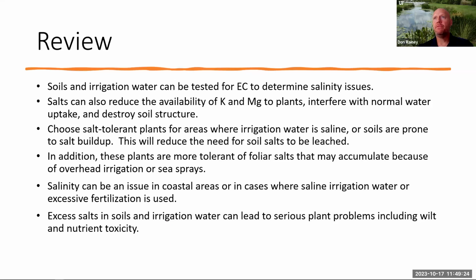These are just some review points. Again, EC is the determinant, so you want to look at the electrical conductivity on your analysis. Use salt tolerant plants for areas where irrigation water is saline, and soils as well, for salt buildup. Excessive salts in soils and irrigation water can lead to plant problems, as you've seen. It could be wilt or nutrient toxicity as well. In the soil, sodium and chloride, particularly chloride, will hold back some important nutrients. So there's a competition to get into the plant, and the salt's going to win. Not the salt, but the sodium and the chloride.